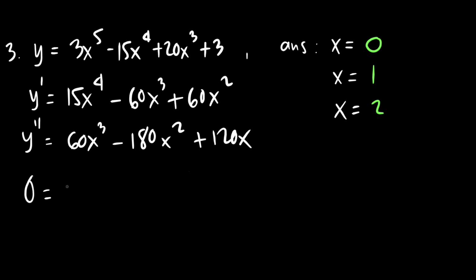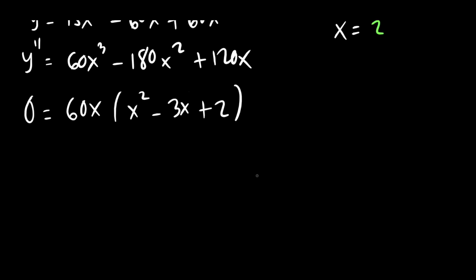So we'll factor 60x, right? So we'll have x squared minus 3x plus 2, right? So we'll equate 60x to 0. So x is equal to 0.